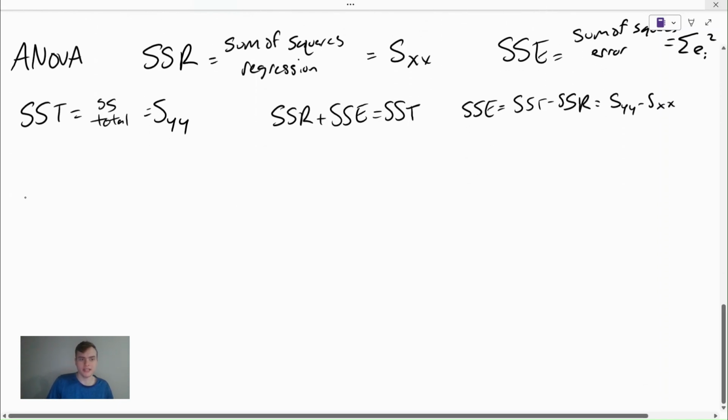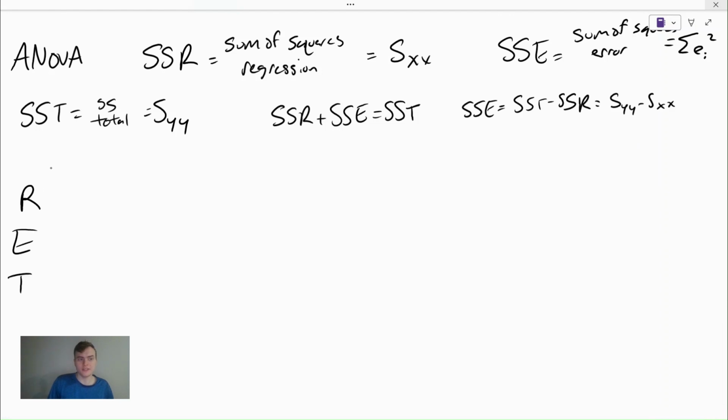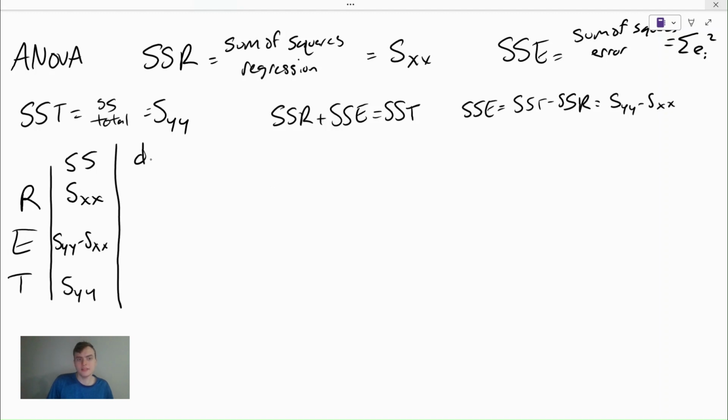So as I said, it's a table. Let's start putting these in the table. So we have R for regression, E for error, and T for total. And then the SS column is going to be for the sum of squares, right? So the SSR we said above is Sxx. SST is Syy, and SSE is Syy minus Sxx. And then our next column is for the degrees of freedom, which corresponds to the statistical distribution that we're going to be drawing from in the ANOVA test, right?